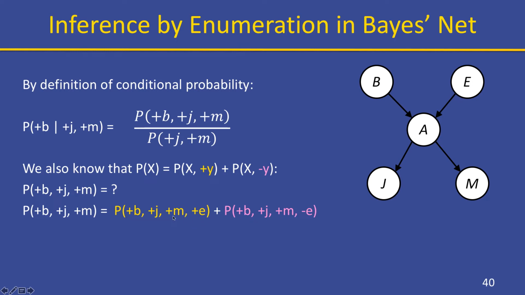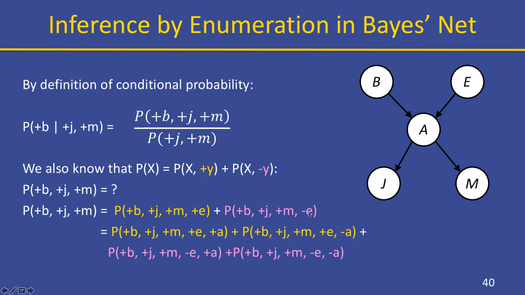And then for each one of these, we introduce the variable A. So we say that P of +b +j +m +e is equal to this sum here. So we introduce +a, and we add +a and -a. And then we do the same for this part here. We introduce A, so we have to add the two joint probabilities for +a and -a. So now we have that. We know that this joint probability is equal to the sum of four terms.